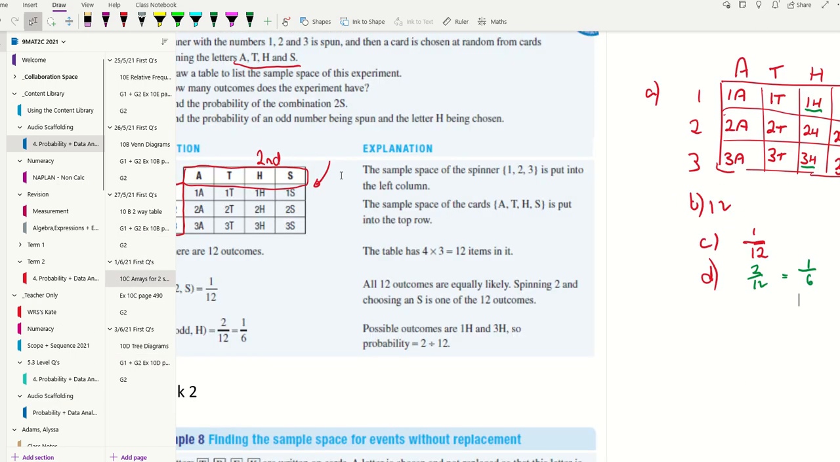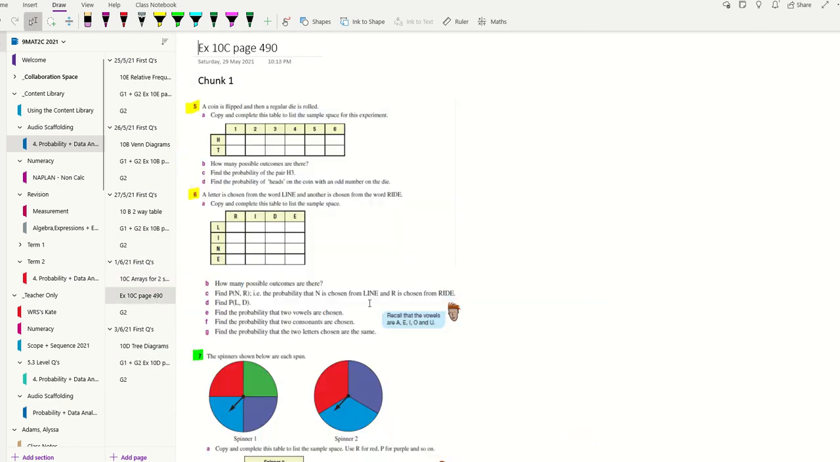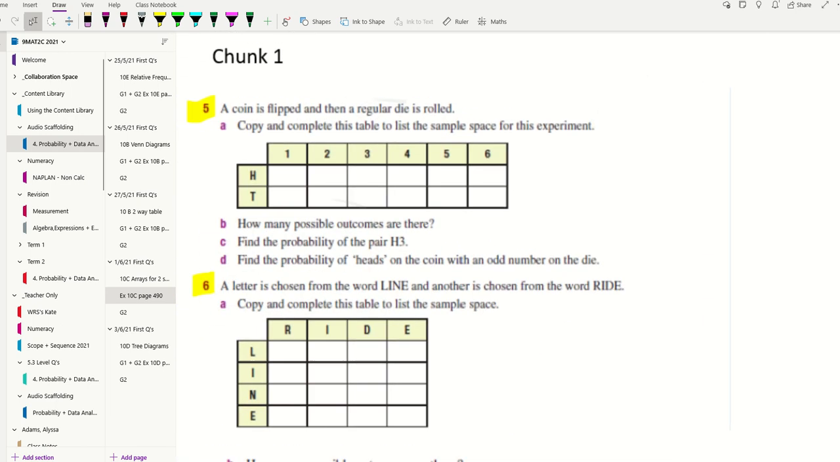So I'm having an absolute shocker today. Let's go to this example, not next lesson's example.